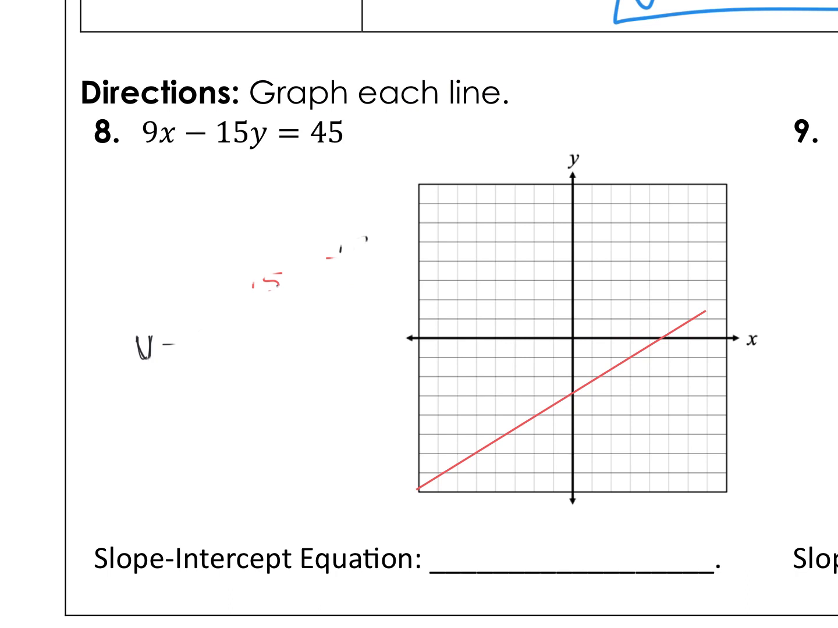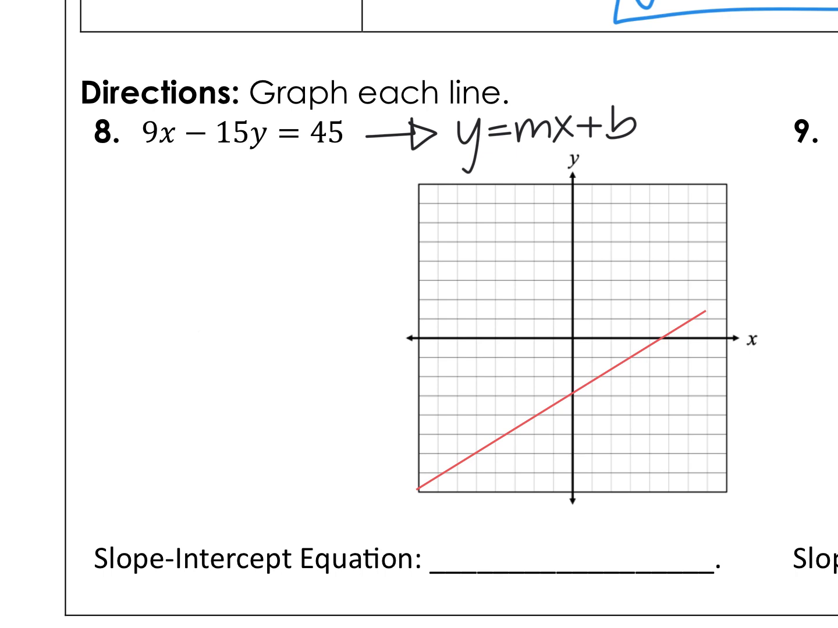You will see me always pretty much, I will never use the intercepts unless I absolutely have to. I will always just convert it into y equals mx plus b, because if you look at this equation right now, it gives you nothing. This is not the slope. It's not like 9 is a slope and negative 15 is the y-intercept. Nope. It's absolutely useless. And so now you're going to have to fix this for yourself and solve for y.